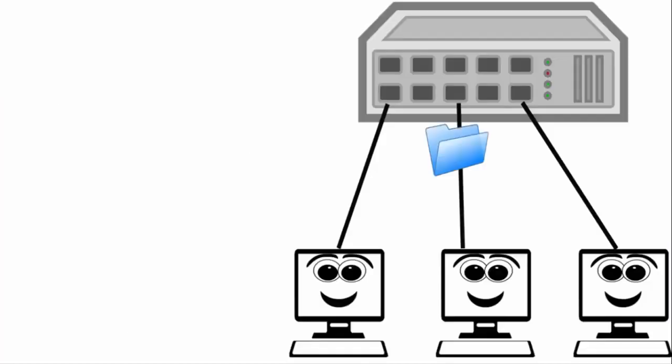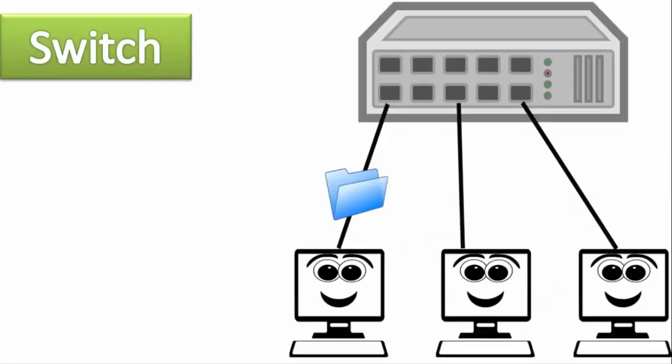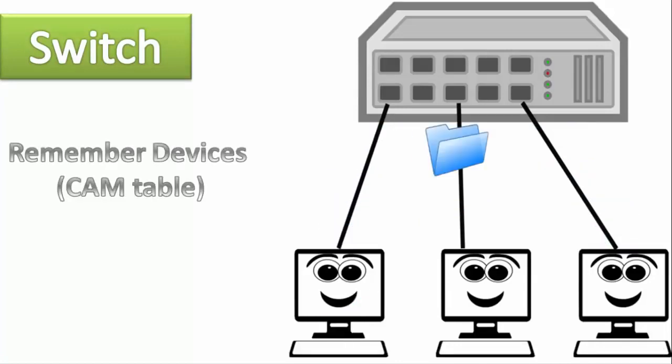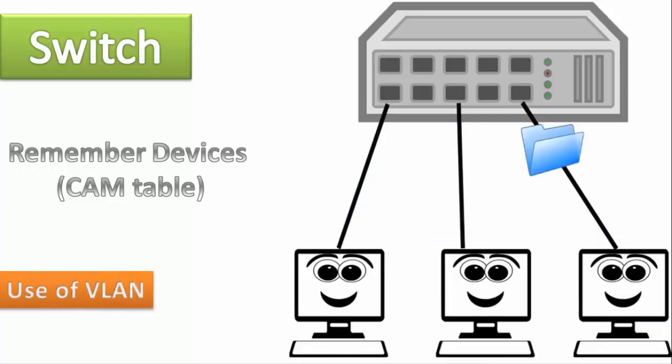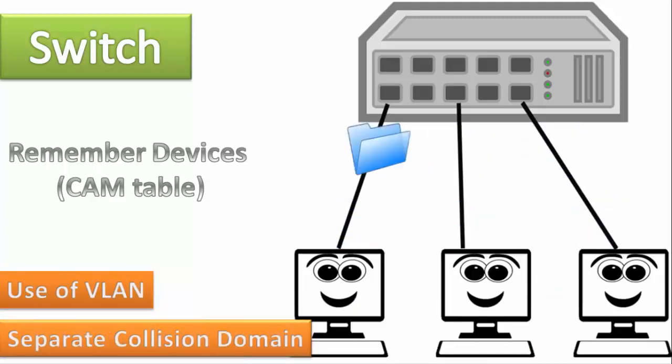Now another device is the switch. It is smarter than a hub, as it remembers the devices using its CAM table so that it will not send unnecessary data on every port. It also uses virtual LAN and creates separate collision domains so that any two computers sending or receiving data seem to be connected by a single logical LAN.